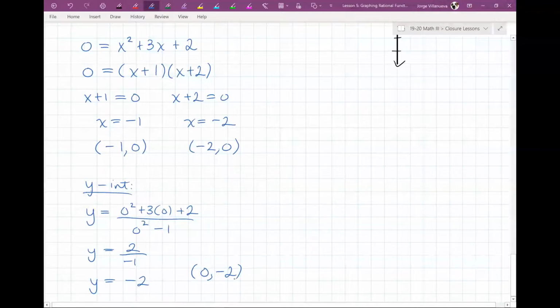Okay, now before I do my points on here, I got to do my vertical asymptote and my horizontal asymptote. So let's do that. Okay, so vertical asymptote.